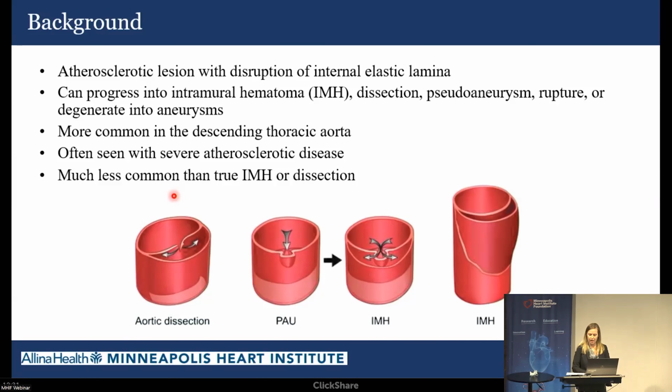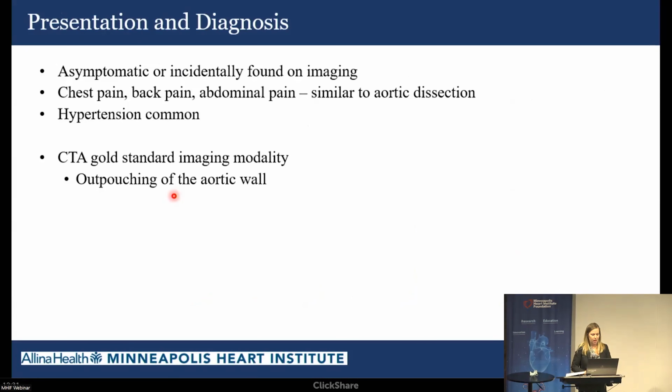And of all the acute aortic syndromes, including aortic dissections and intramural hematomas, penetrating aortic ulcers are the least common, only accounting for about 2 to 3% of these cases overall. These are often asymptomatic and incidentally found on imaging, but they can present similarly to patients with aortic dissections, with severe chest pain, often in hypertensive crises as well. Depending on the location of the penetrating aortic ulcer, they can also have abdominal pain and other similar findings.